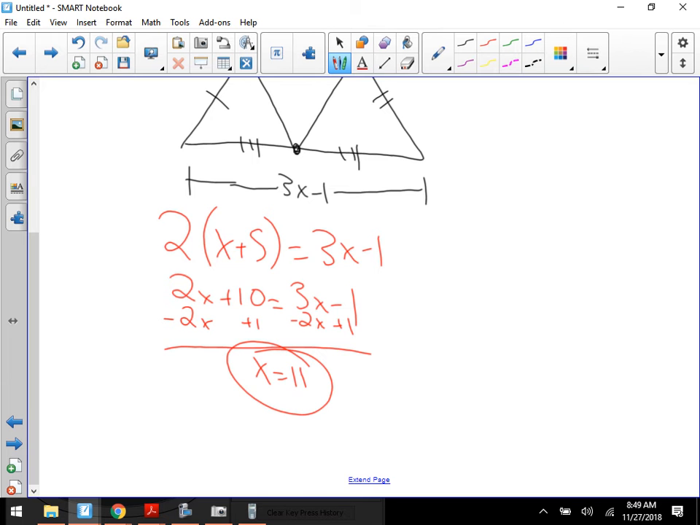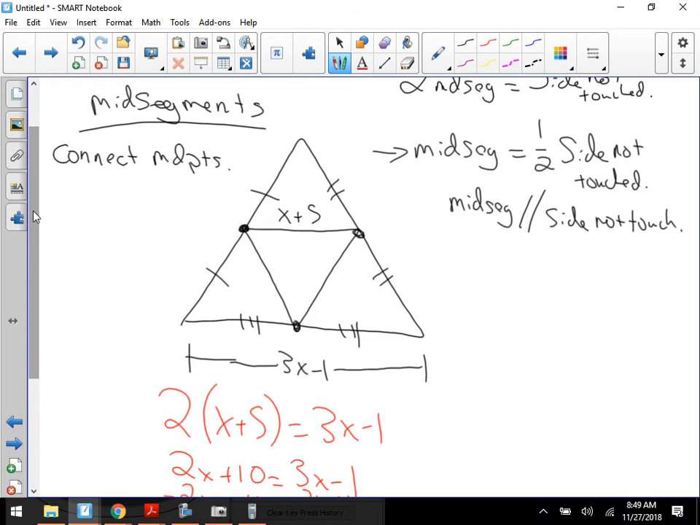Substitute back in. For example, if we had to figure out what the mid-segment was, what's 11 plus 5? 16. 3 times 11 is how much? Subtract 1, you get 32. And lo and behold, half of 32 is 16. Again, this is really nice and easy math. You don't go back and forth and worry about messing stuff up. Or at least hope.